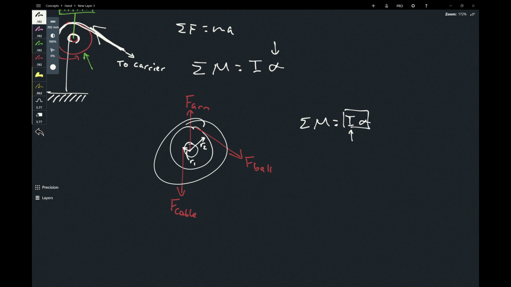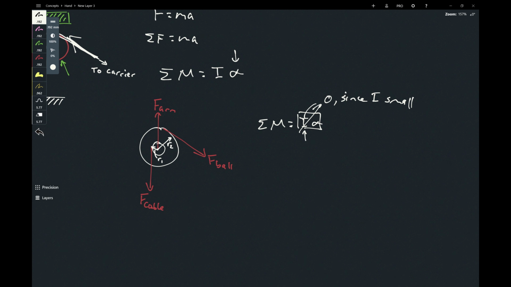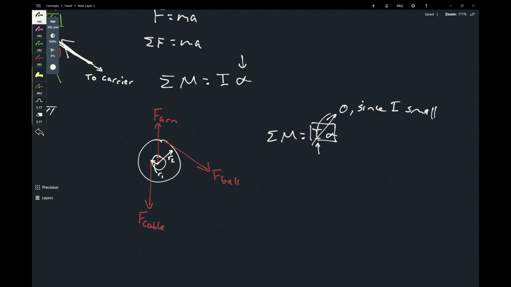I'm planning on 3D printing this, but even if I don't, that pulley is probably going to be pretty light. So that I value is going to be quite small. And what this means is that we can just ignore this side. So we can say that's zero since I is small. We can just basically ignore it. In reality, that's going to change the answer a little bit, but to be honest, this I value is going to be very, very, very small. So we can absolutely just ignore it. So what this means is that the sum of moments is equal to zero.